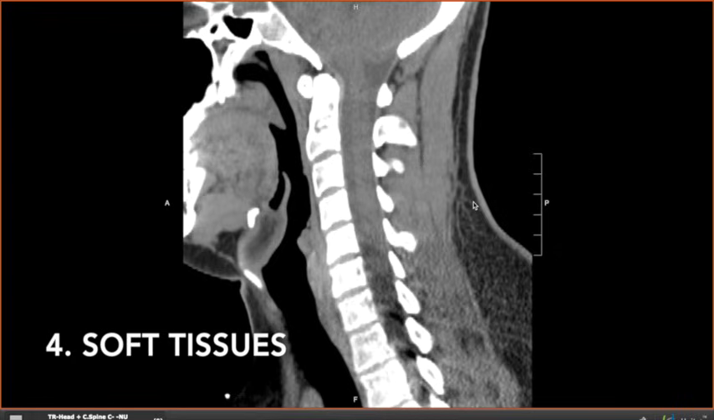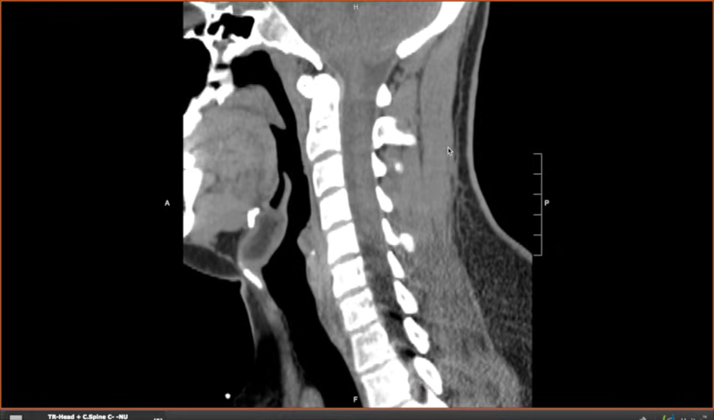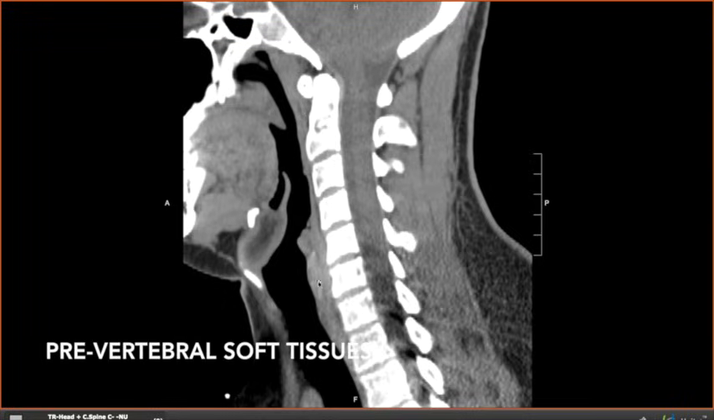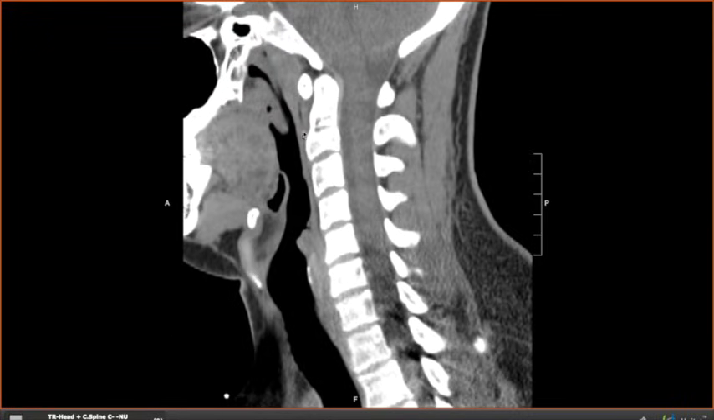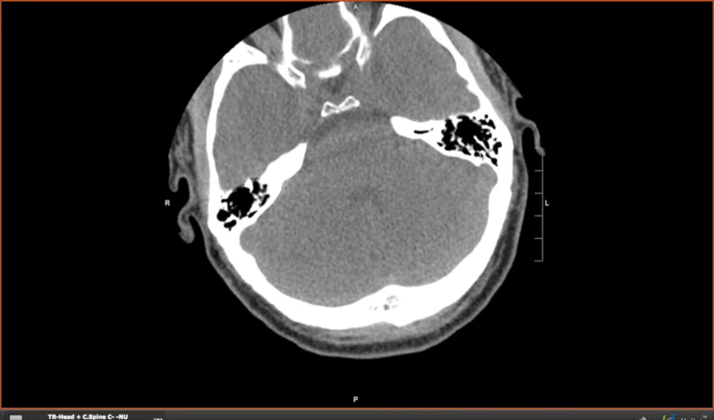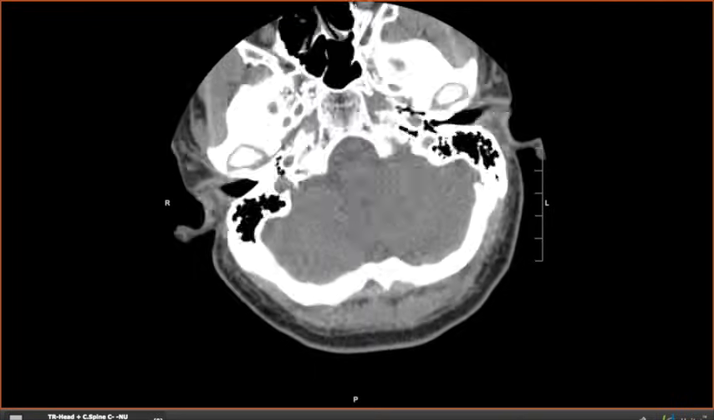Lastly, we change to soft tissue windows. On every CT C-spine, you need to look at the prevertebral soft tissues on both sagittals and axials. You're looking for this fat stripe right here. Any soft tissue swelling should be noted. You're also going to look posterior to the vertebral bodies for any high density material or thickening that might indicate an epidural hematoma. It is useful to look at the soft tissues on axials as well.